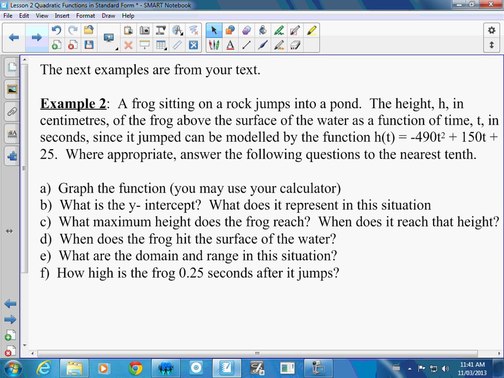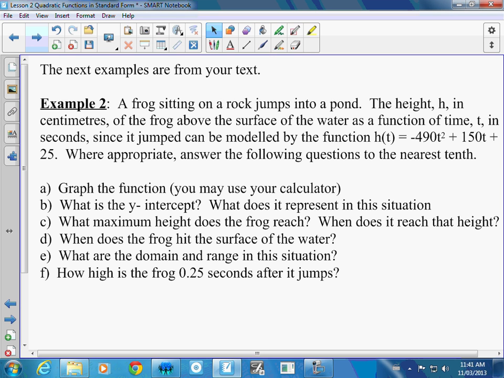So the frog jumps off this rock, goes up a bit, does a little bit of hang time up there, right? Then lands in the water. What's the problem? And it's actually modeled by the function negative 490t squared plus 150t plus 25. That's really annoying that that's on the second line, isn't it? Is it on yours? Oh, yeah, it is. Oh, that's horrible.